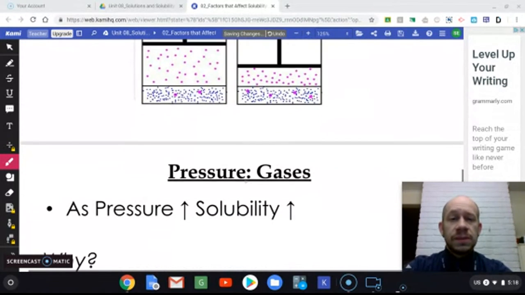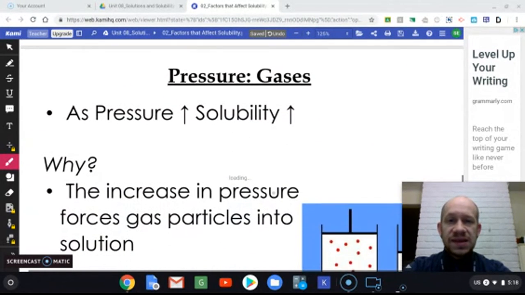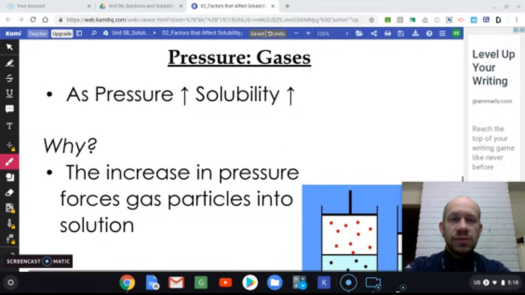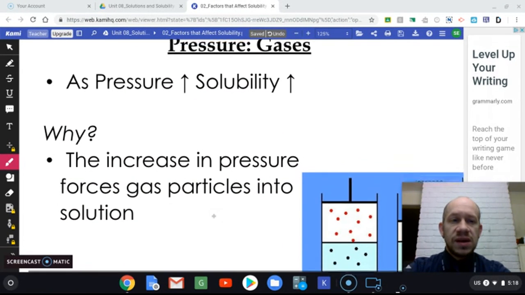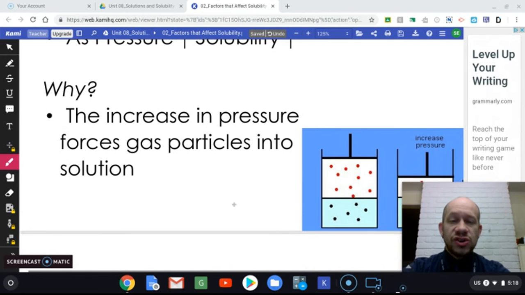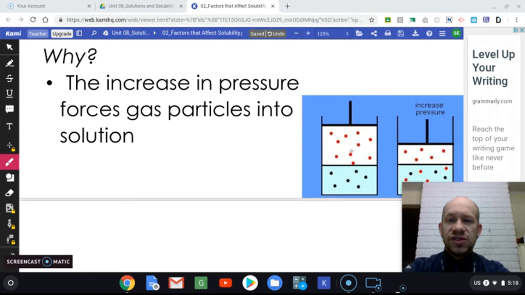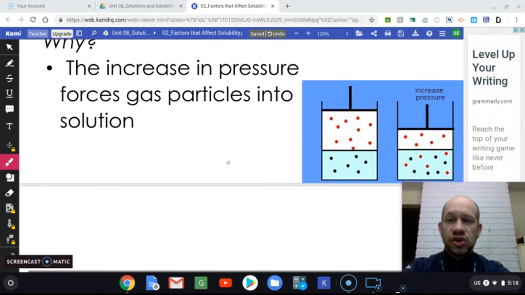However, pressure does affect gases. And as I increase my pressure, my solubility increases. The reason why is that an increase in pressure can force the gas particles into solution. So here, if I have just gas above my liquid, as I press down, more of that gas can be shoved into that solution.